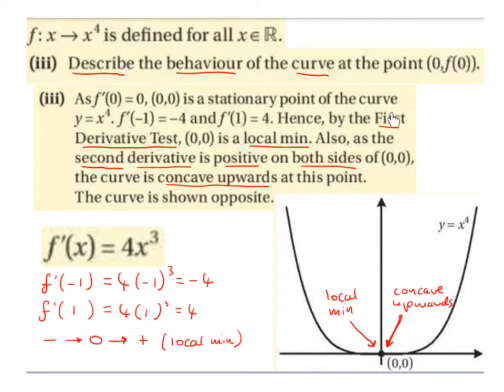Hence, by the first derivative test, (0, 0) is a local minimum. Also, as the second derivative is positive on both sides of (0, 0), the curve is concave upwards at this point. The curve is shown opposite. So here's the point (0, 0). It's our local minimum, and it's concave upwards.